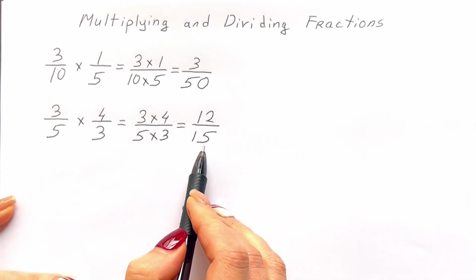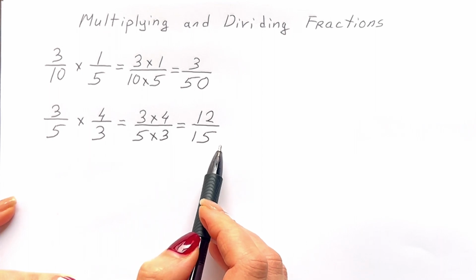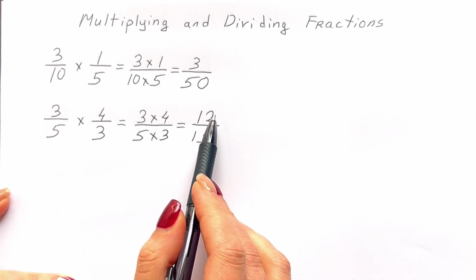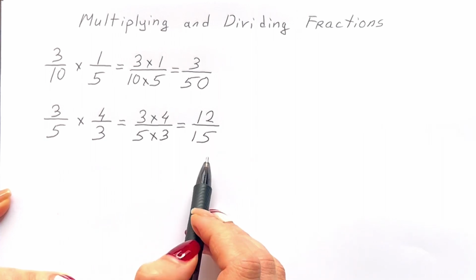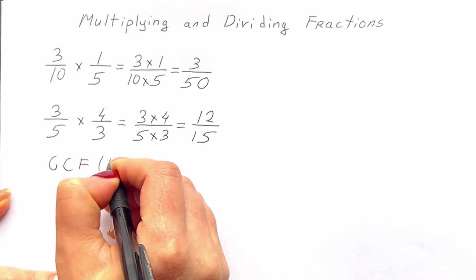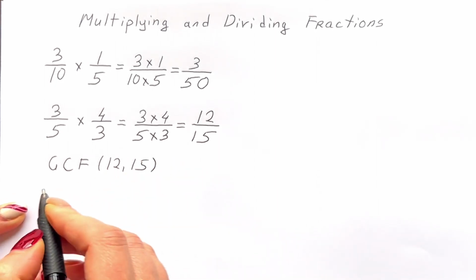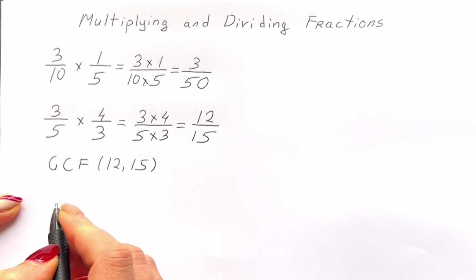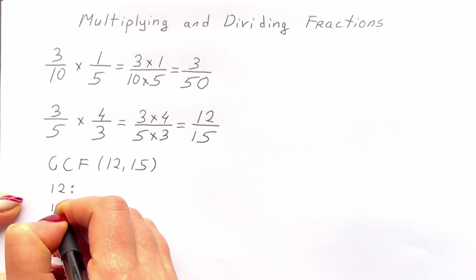But if you see, the answer is not simple. If it's not simple, both numerator and denominator you can divide by the same number. It means you can simplify it. So 12 and 15, can I divide by the same number? Okay, how to know that? Let's get the greatest common factor of 12 and 15. Later on you can do it mentally, of course, but let me show you how to do that if you can't do it mentally. So I'm going to get the factors of 12 and 15.